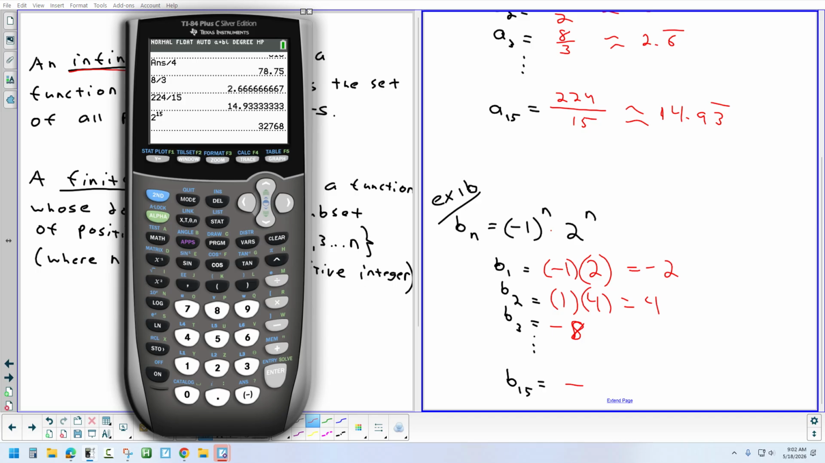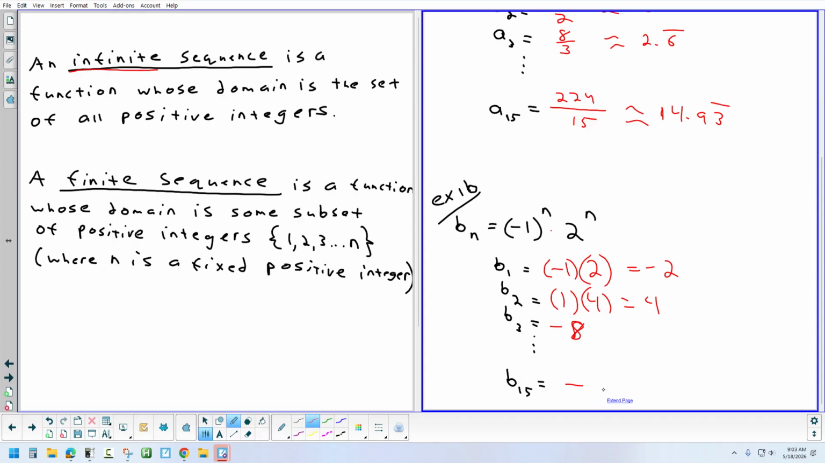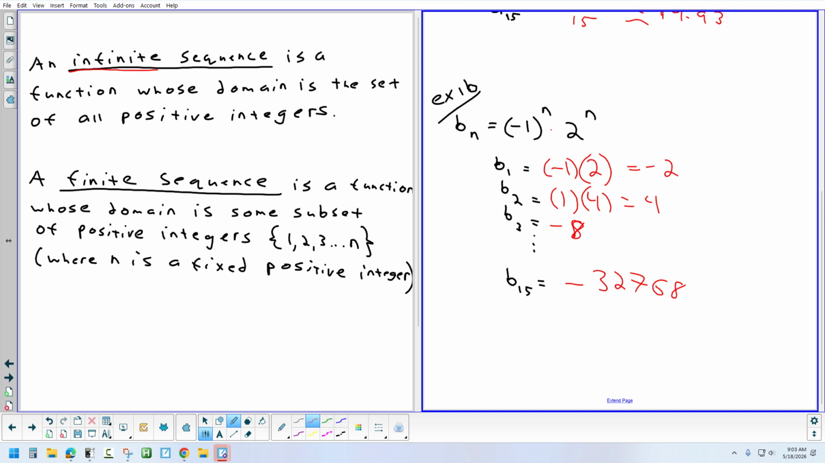If a number is in the tens or hundreds of thousands, we'll write it down. If it said like 2 to the 50th power, no, I'm not going to write that down. That's going to be too big. We just leave it as 2 to the 50th. Okay, so that's 32,768. And that's a negative. Okay, any questions on that?